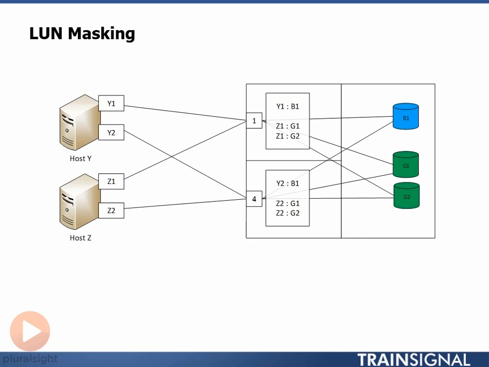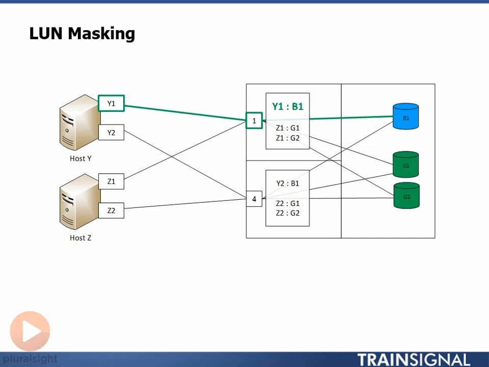Let's take a look at how this works. Host Y is trying to access LUN blue 1 via HBA port Y1. As we can see on the slide, this access request is allowed by the ACL, or by the LUN masking rules. So host Y is able to read and write data from LUN blue 1.